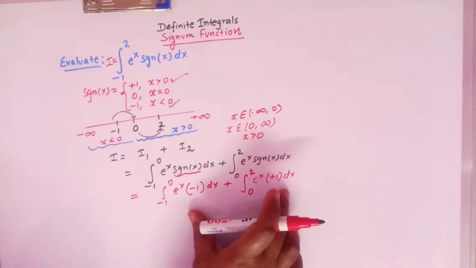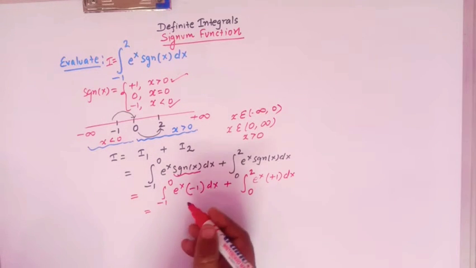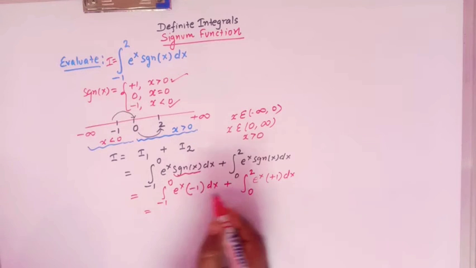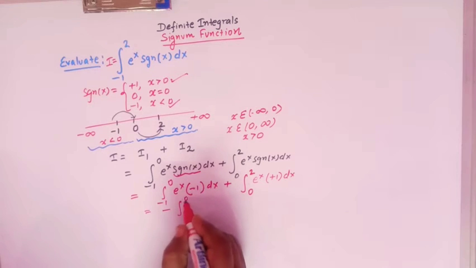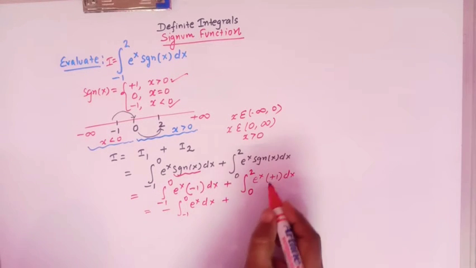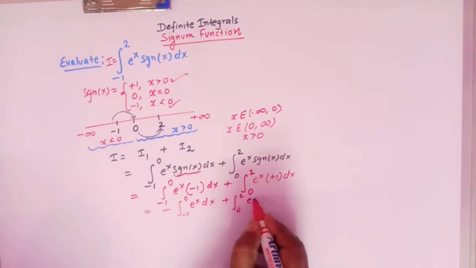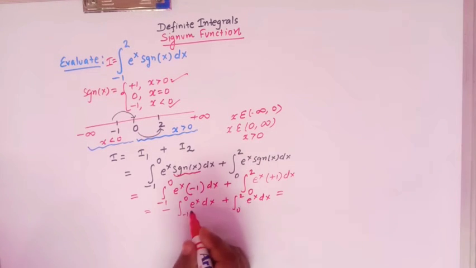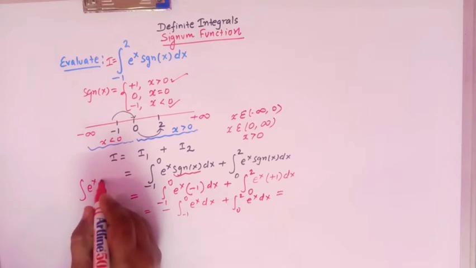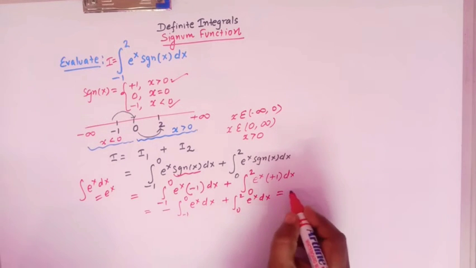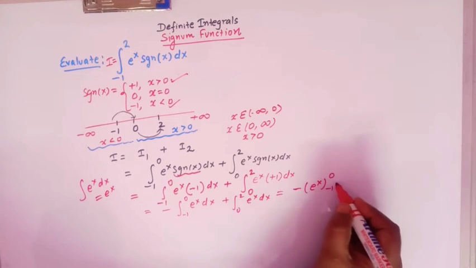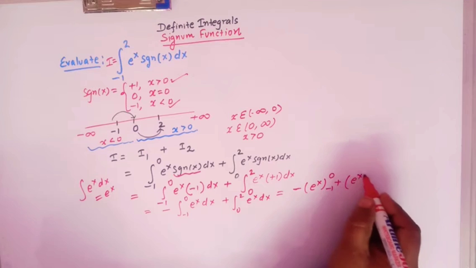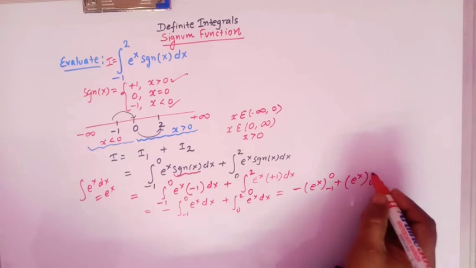Now we have these two integrals, and it is quite easy to solve them. So here we have -1 to 0 of minus e raised to x dx, and then we have 0 to 2 of e raised to x dx, and the integral of e raised to x is e raised to x. So we have minus e raised to x with limits from -1 to 0, and here we have e raised to x with limits from 0 to 2.